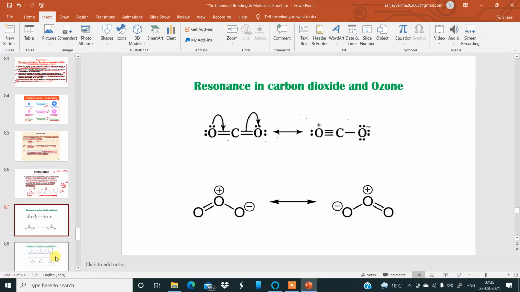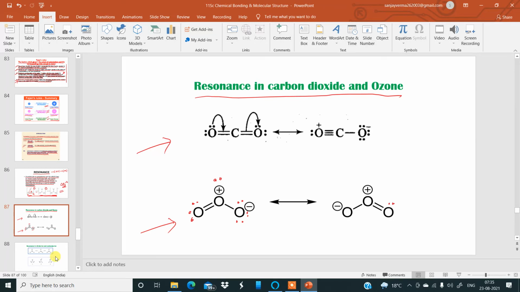Now look at some examples on your screen. I have drawn examples showing resonance in carbon dioxide and ozone. This one is carbon dioxide, this one is ozone. We have already seen the structural formula of ozone, where this oxygen has two lone pairs, this oxygen has a lone pair, and this oxygen has three lone pairs. Okay, now this can be understood very clearly.